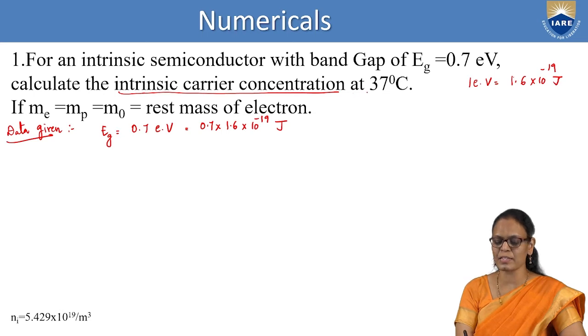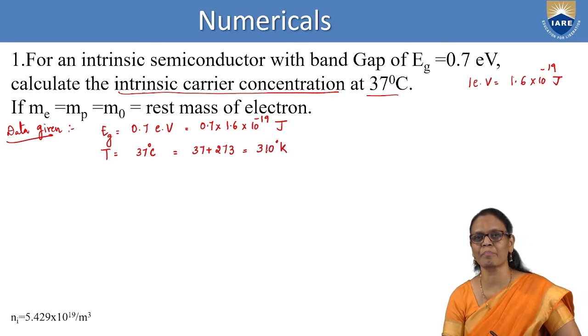Then the temperature is given. What is the temperature here? T is equal to 37 degrees Celsius. We are going to convert it into Kelvin. So this will be 37 plus 273, which is 310 degrees Kelvin. This is the temperature in Kelvin.